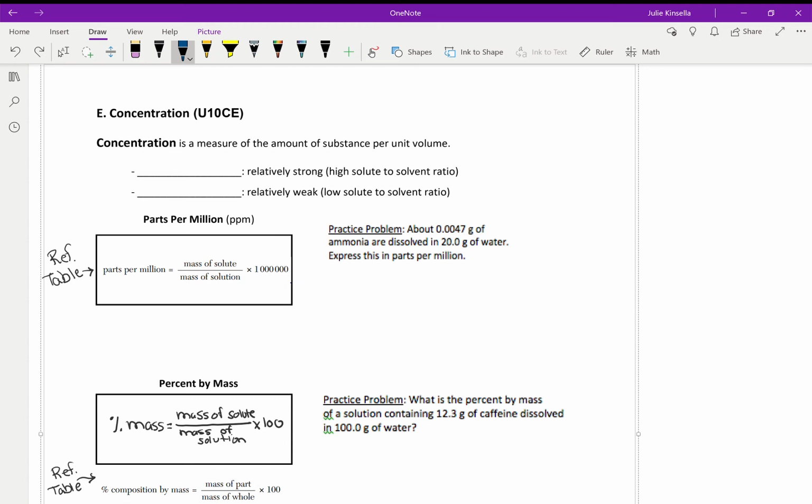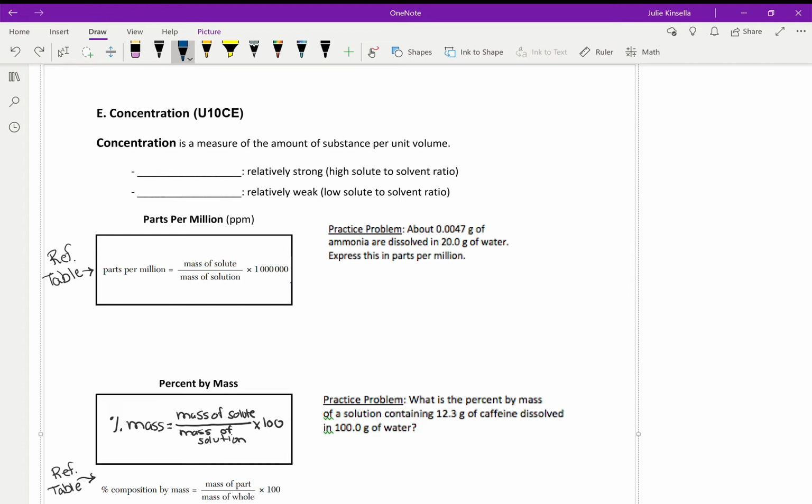Hi everyone, we're going to go over the first part of our concentration calculations. We're going to be focusing on parts per million, percent by mass, and percent by volume. I'm going to go through one example of each and show you how to use the formulas, and then you're going to go ahead and practice the questions I posted for you.